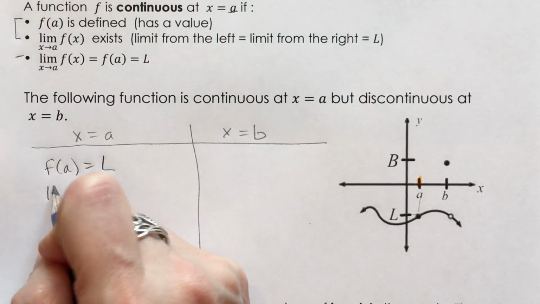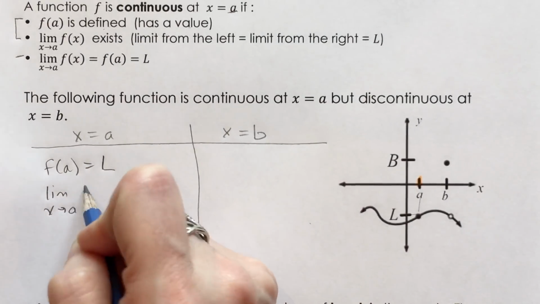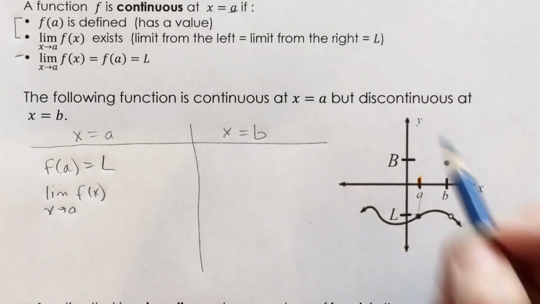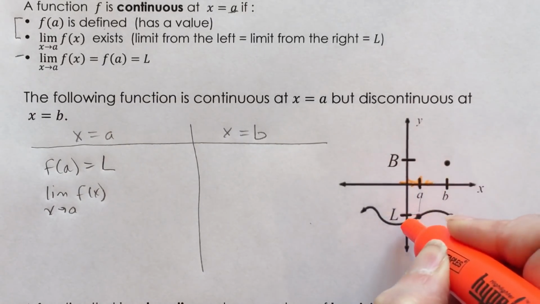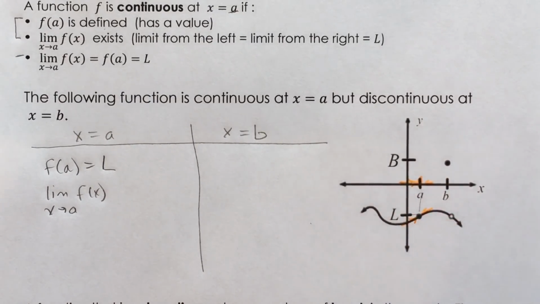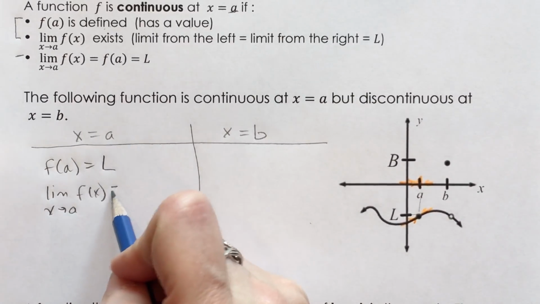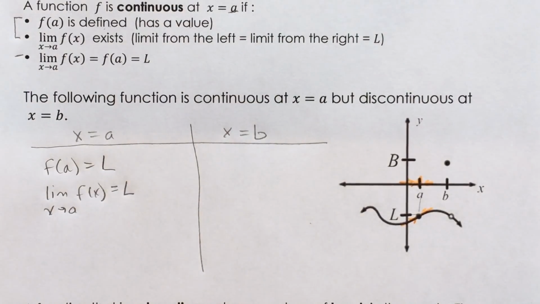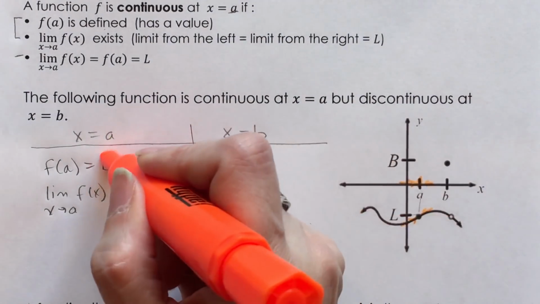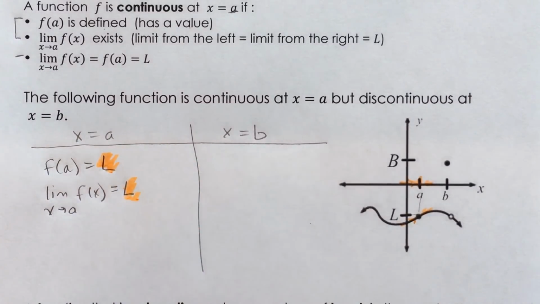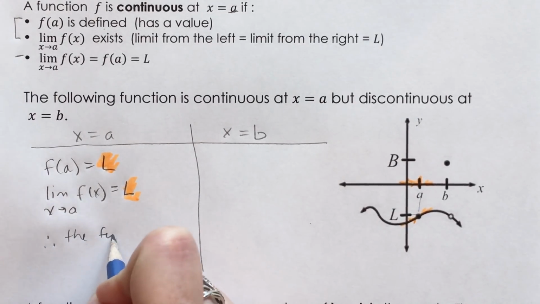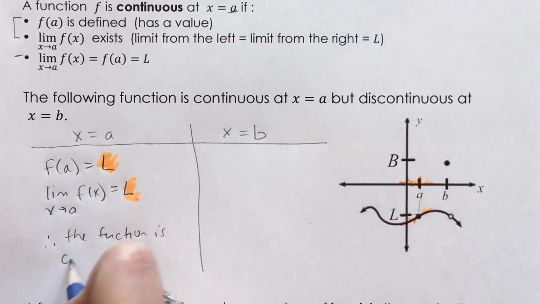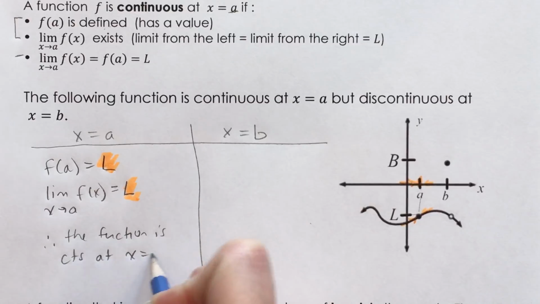Second part, the limit as x approaches a of f at x has to exist. So we're looking at approaching a from the left and approaching a from the right. And what's the curve doing? In both cases, it's approaching L. So that means the limit exists and is equal to L. The third part of the test says that these things have to be the same. So f at a and the limit as x approaches a of the function have to be the same. They are. So we can say, therefore, the function is continuous at x equals a.